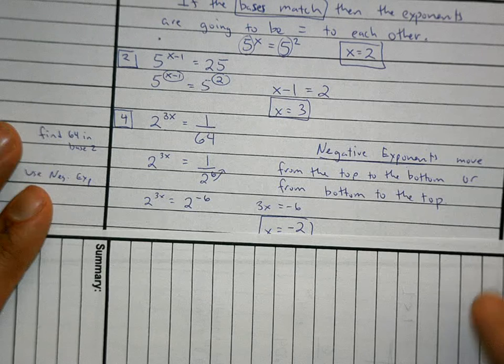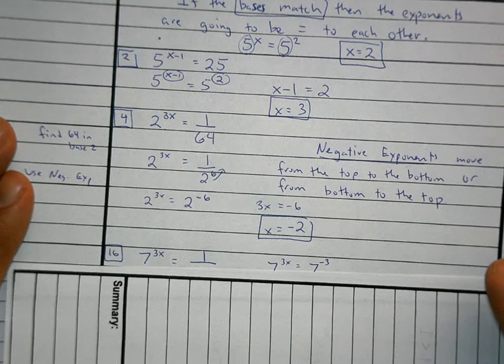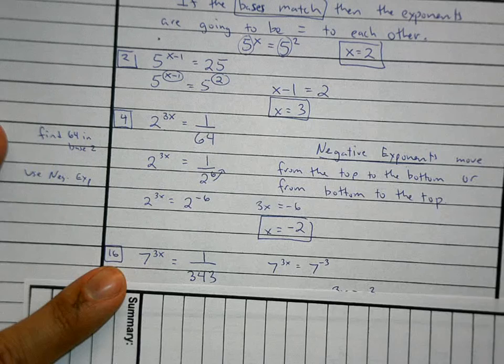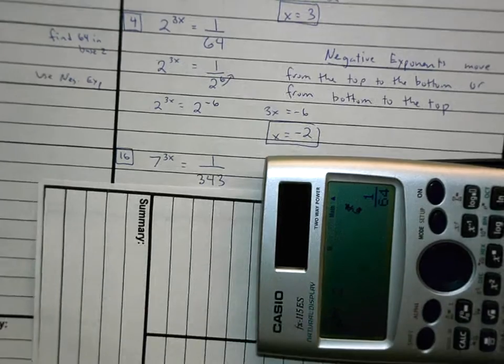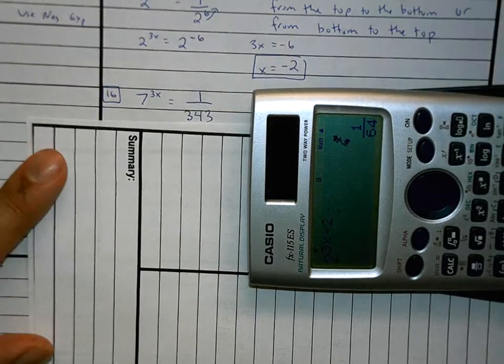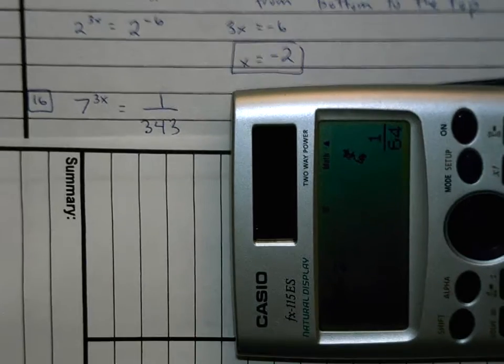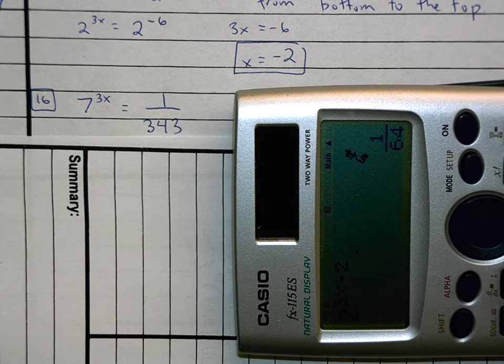This will be our last example, and then we'll be done with our notes for today. It's number 16. Let me raise that up for the person in the back of the class who they can see it. 7 to the 3x is equal to 1 over 343.